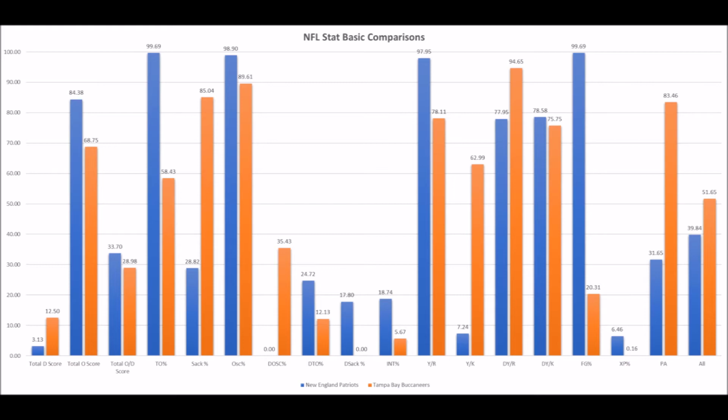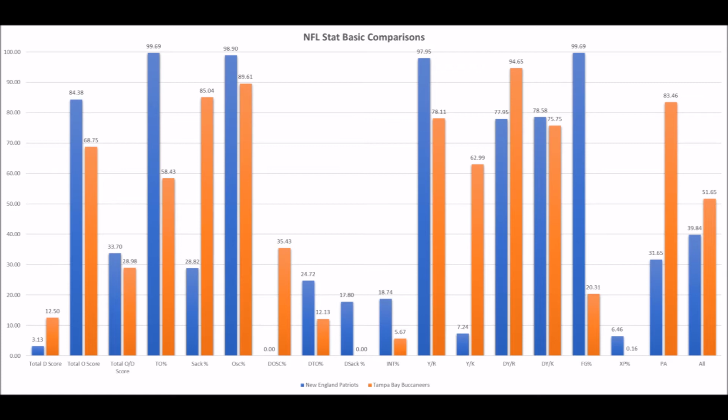When you get to special teams data, the punt return is more in favor of the Patriots. Kick return is more in favor of the Buccaneers. When it comes to defending punt return and kick return, it's fairly even. The Buccaneers have an advantage when it comes to preventing punt return yardage versus the Patriots: 94.65, excuse me, versus 77.95. It's not the biggest difference ever, but it definitely is an advantage for the Bucs somewhat, but they're pretty evenly matched when it comes to defense on special teams.